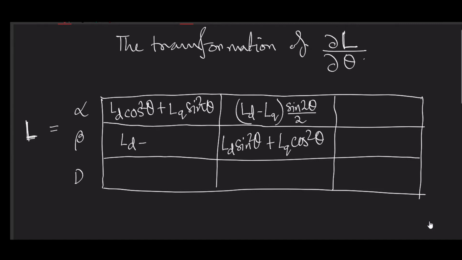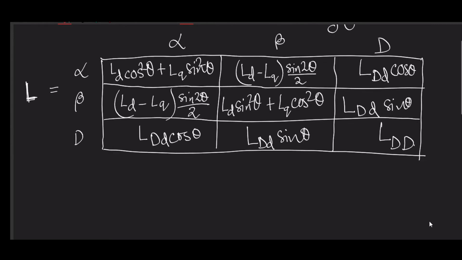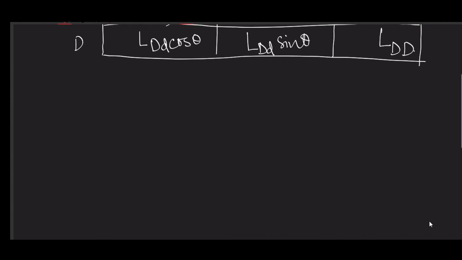Here also LD minus LQ. We know this must be symmetric. 2 theta by 2, LDD cos theta, LDD cos theta, LDD sin theta, LDD sin theta, LDD. Right. So if you differentiate, then what you will get?